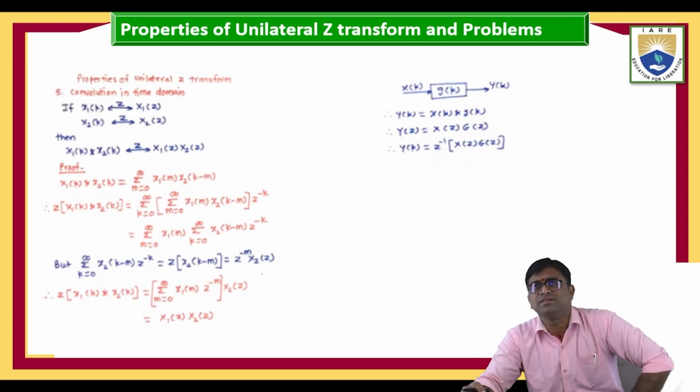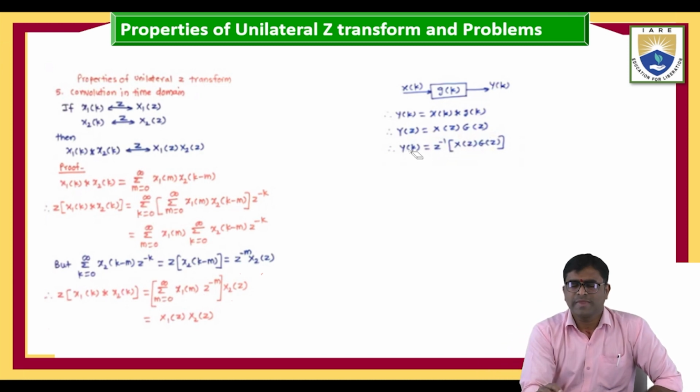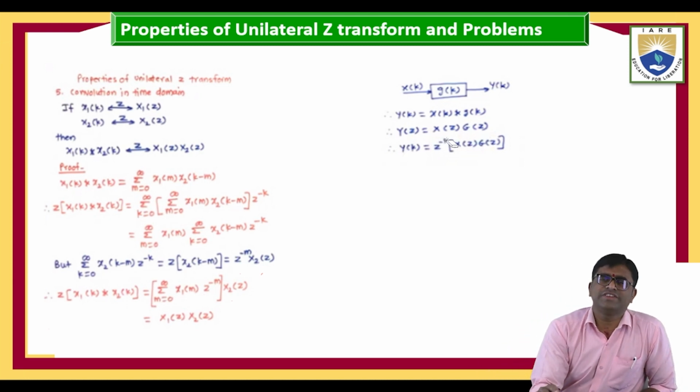Pulse transfer function. We will see this one after the z transform concept. You know the z transform, discrete time systems, differential equations of the discrete time systems. After that, we see the pulse transfer function. For this one, we get Y(z) equal to X(z) into G(z). So what happens if you substitute this one in here?